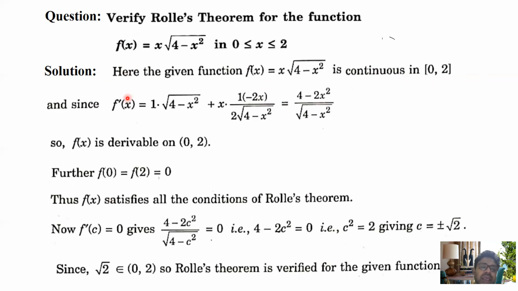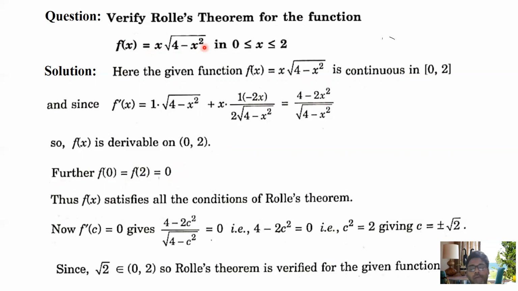And f dash x equals, just use the uv formula, so you get 4 minus 2x square by square root under 4 minus x square. So that means that your function is differentiable on 0, 2. Further, f(0) is equal to 0, f(2) is equal to 0. Already I discussed in my last two consecutive questions. So you can substitute the same way. If you put x equals to 0, from here it is clear the value will be 0.